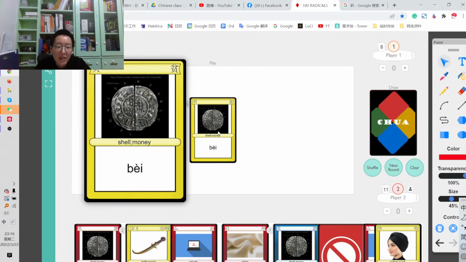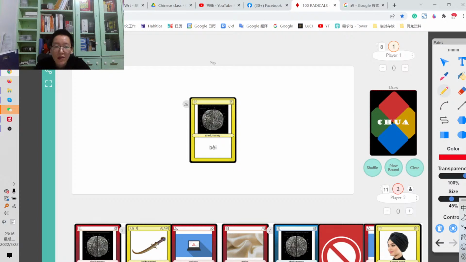Shell or money. In ancient times, the shell was sometimes used as money to buy something. So 贝 also means shell, money. Okay, let's write 贝.